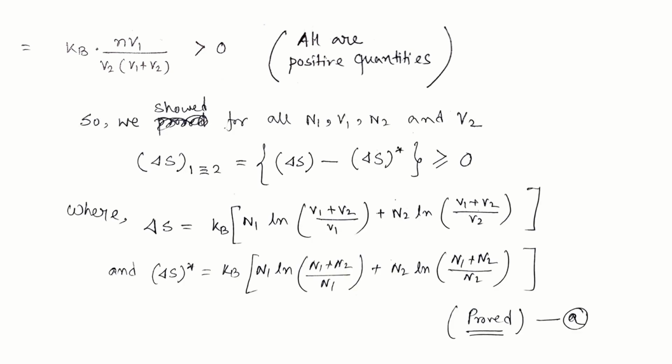So here we showed that for all values, in general, the entropy of gas mixing has to be positive. Only when N1 by V1 equals N2 by V2, then the entropy of gas mixing will be 0.